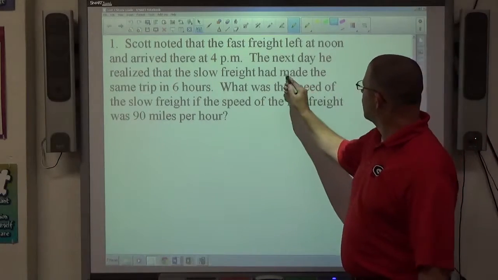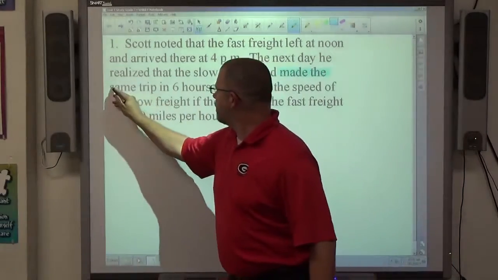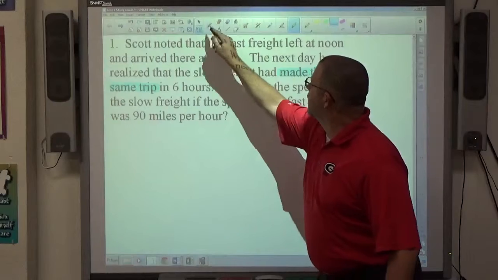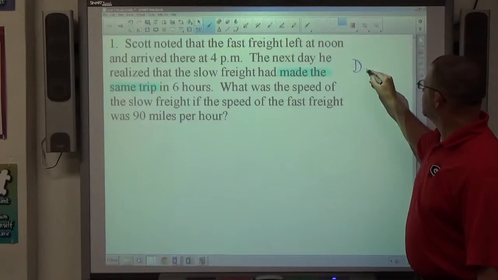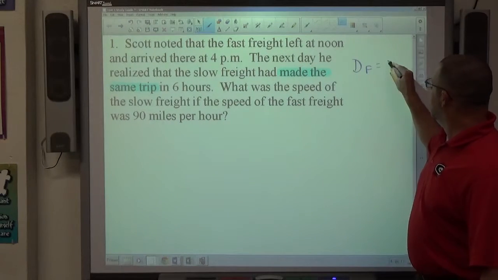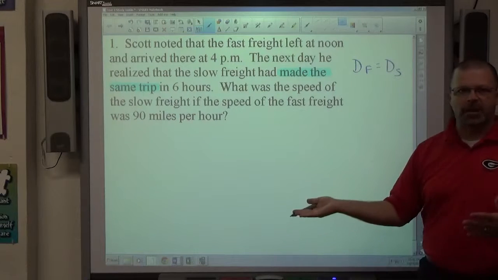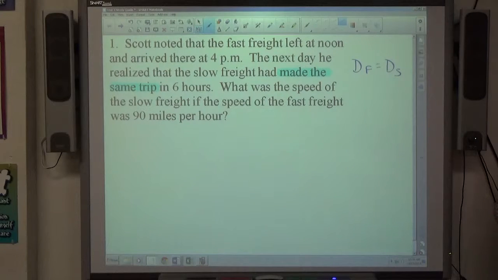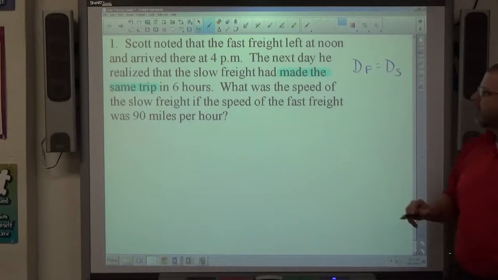So if we focus on the words "made the same trip," that tells me that the distance of the fast freight is equal to the distance of the slow freight. The fast freight, of course, is going faster, but the distances they're making are the same.